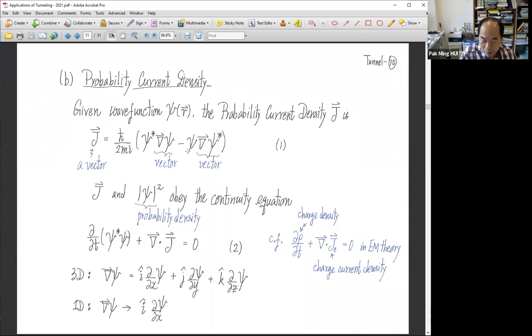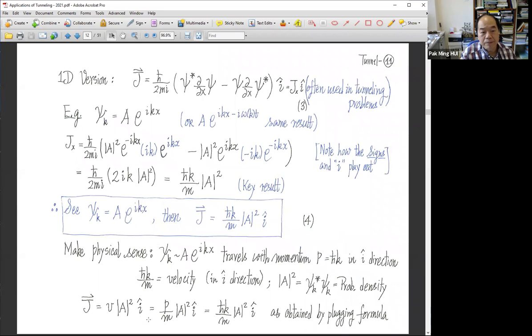Usually in tunneling problem, our standard simplest case is one-dimensional. So I just want to remind you that in 1D, this becomes that, okay? It is still a vector, pick up i, one direction. So the 1D version of this current density becomes the derivatives, okay? And then it picks up one direction. I call this Jx, okay?